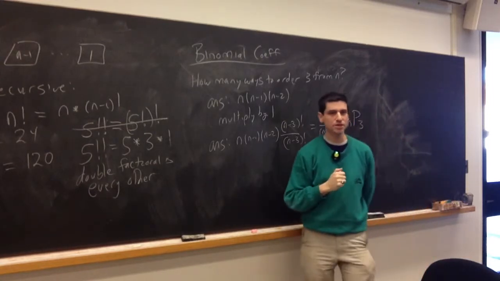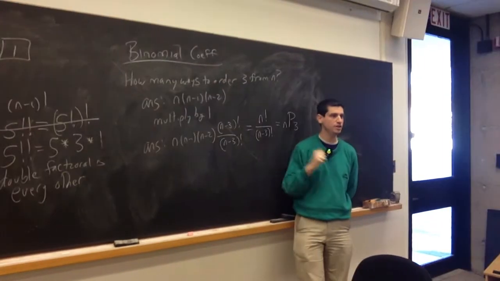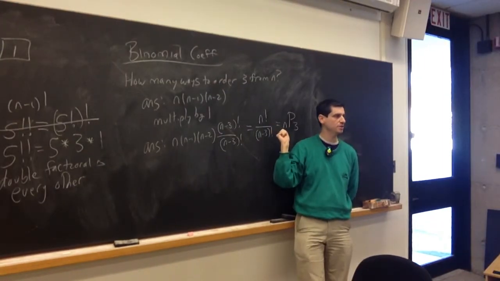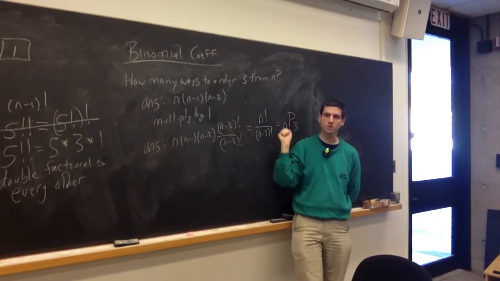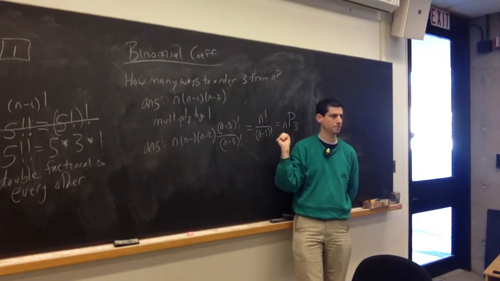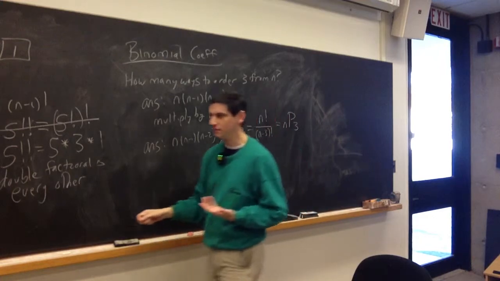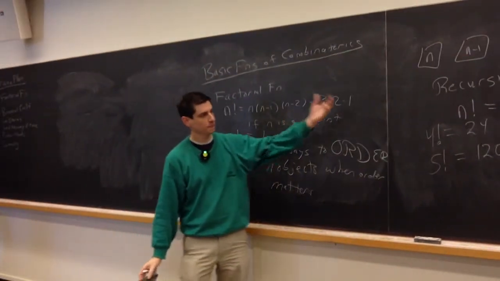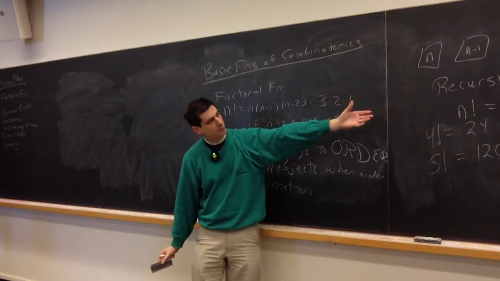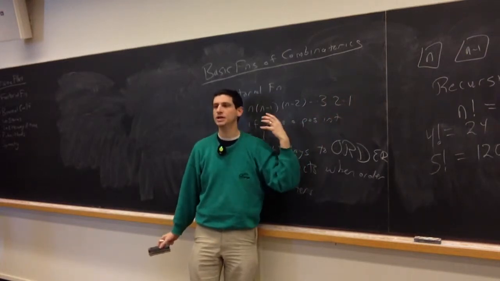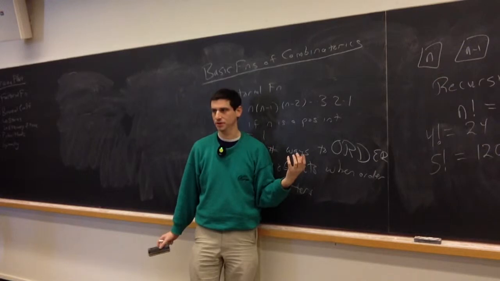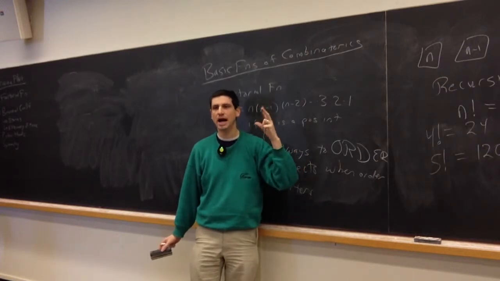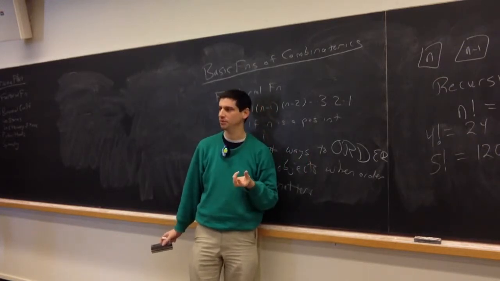And some of you might remember this from your old high school days of nP3. You might have seen this button on calculators. This is the number of ways to choose 3 people from n when order matters. One of the hardest problems is to then remove order. Well, if we want to remove order, this is the number of ways to choose 3 people from n when order matters. Once I have 3 people, how many ways can I arrange those 3 people?